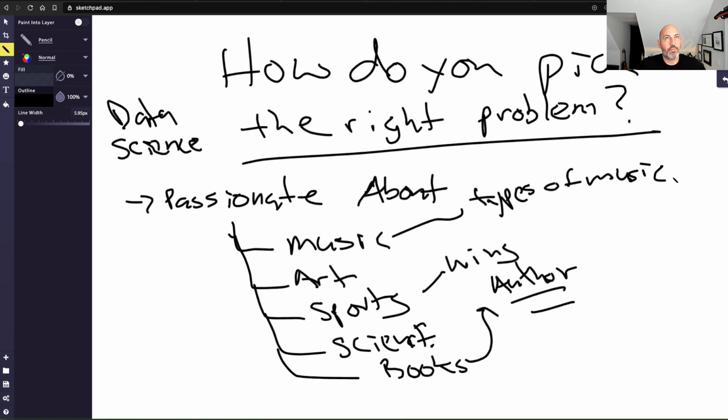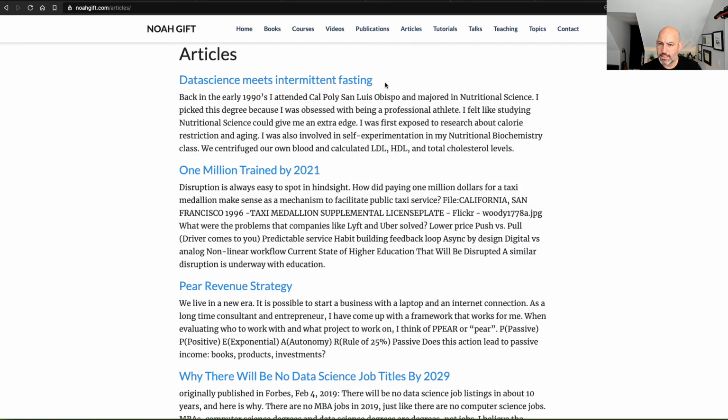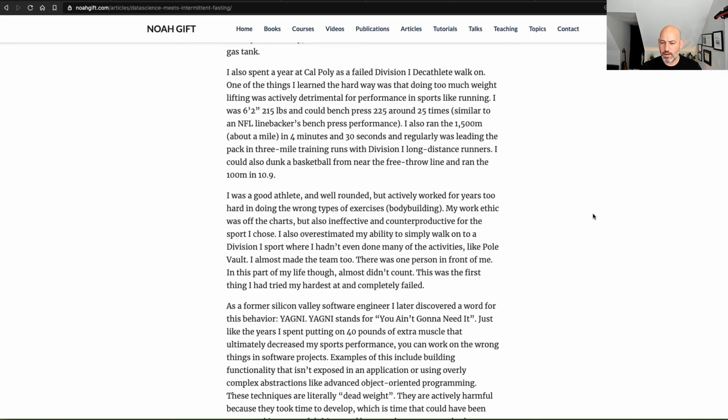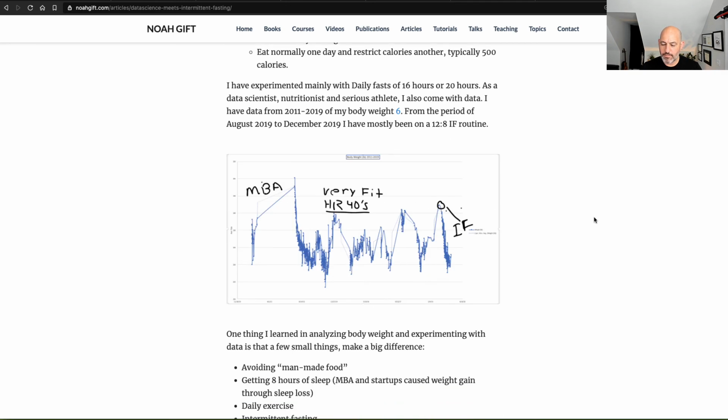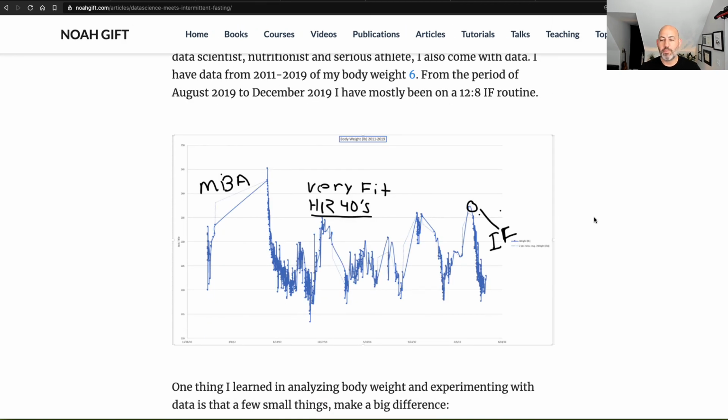And I think a good example that I could show you that's somewhat related to this is that I wrote an article recently on my own website here that's called Data Science Meets Intermittent Fasting. What I was showing here is a very simple plot. There's not much data, but what it showed was I had collected body weight for roughly the last eight to 10 years.